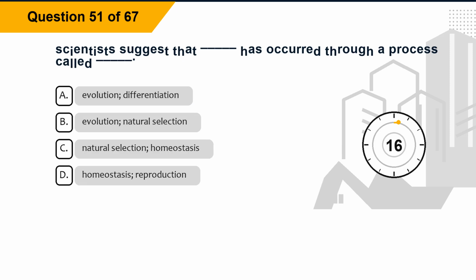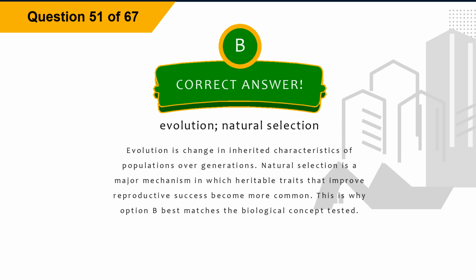Question 51. Scientists suggest that blank has occurred through a process called blank. Option A, evolution, differentiation. Option B, evolution, natural selection. Option C, natural selection, homeostasis. Option D, homeostasis, reproduction. The correct answer is option B, evolution, natural selection. Explanation. Evolution is change in inherited characteristics of populations over generations. Natural selection is a major mechanism in which heritable traits that improve reproductive success become more common. This is why option B best matches the biological concept tested.